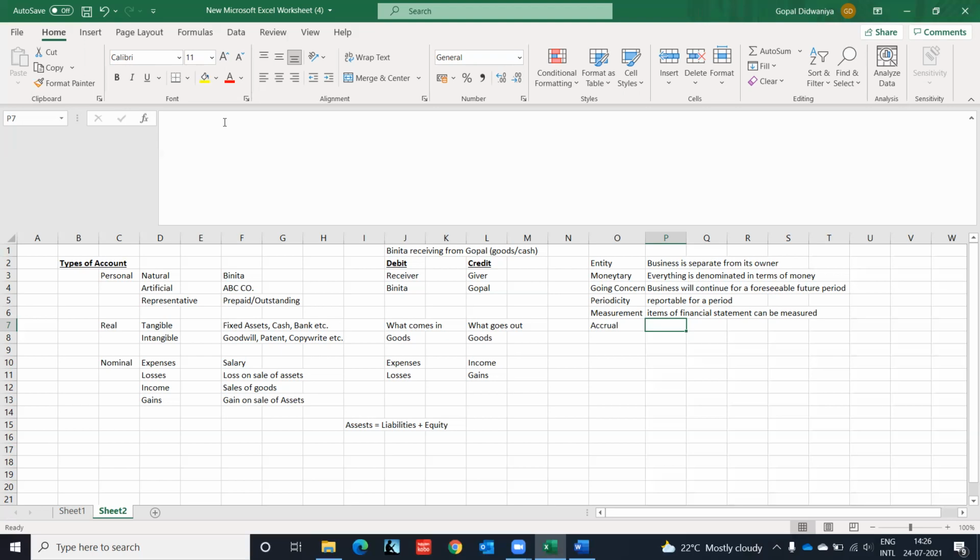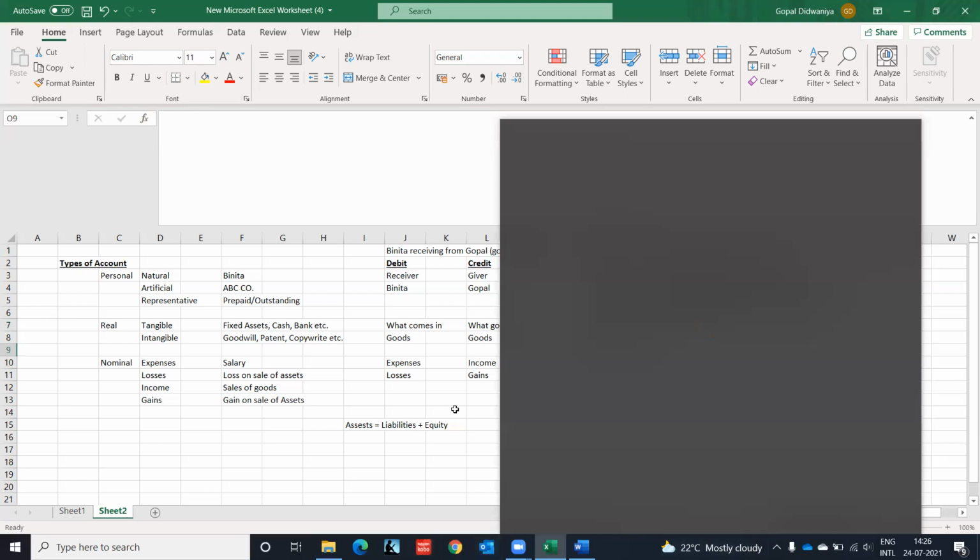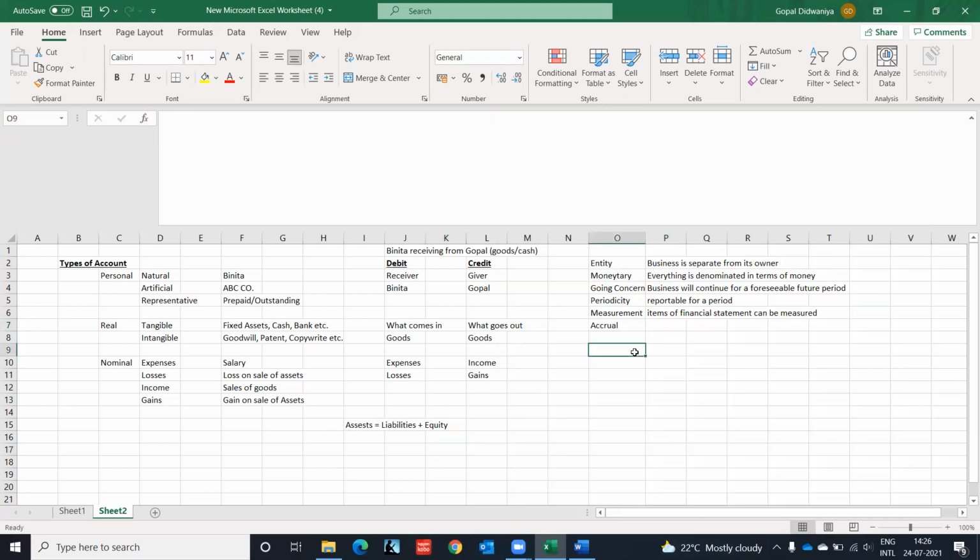Like, I am in the month of July. In India, the accounting period starts from April and ends on March of the next year. Let me just give you an example. April 2021, March 2022, and we are in July.